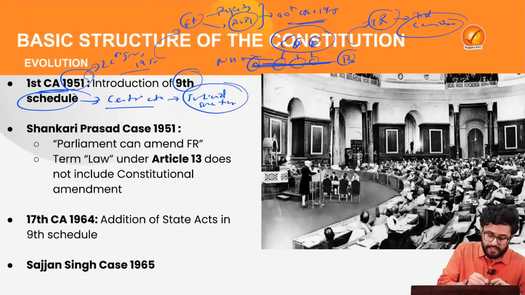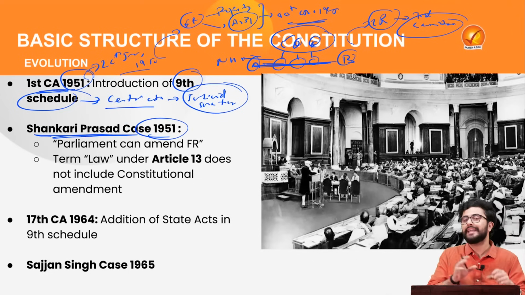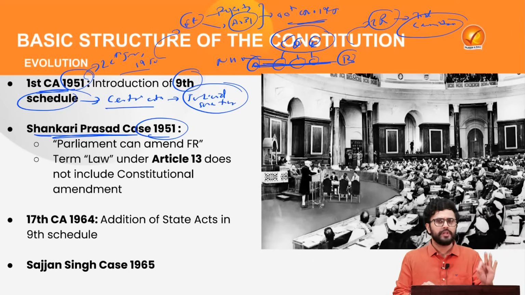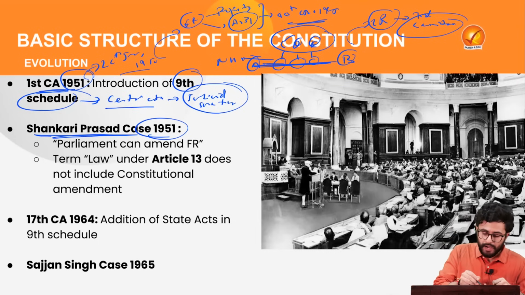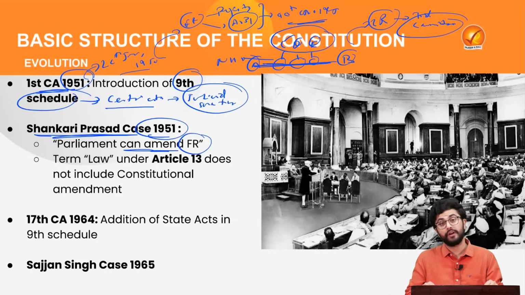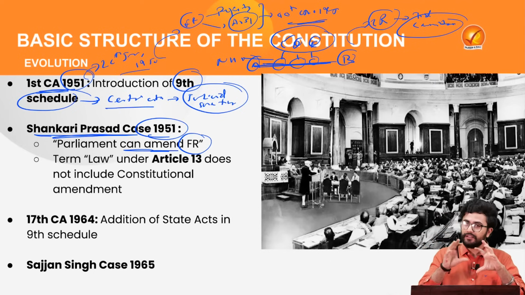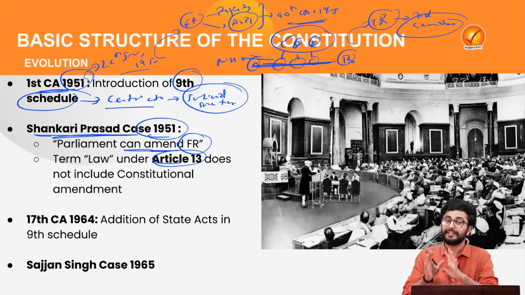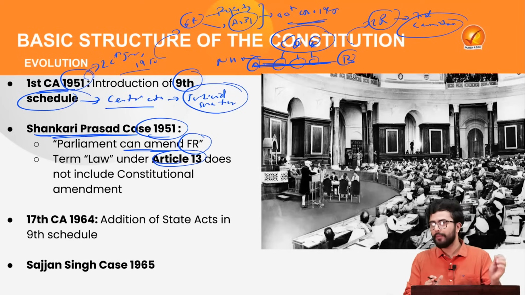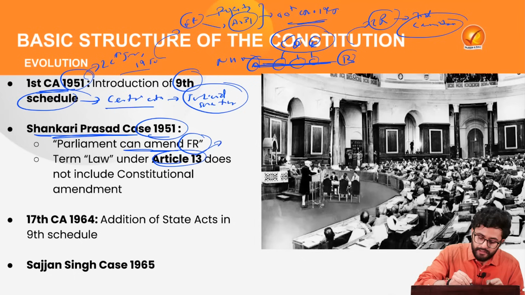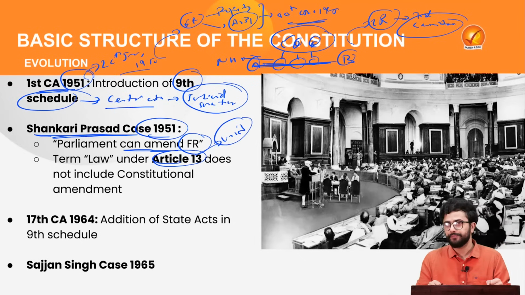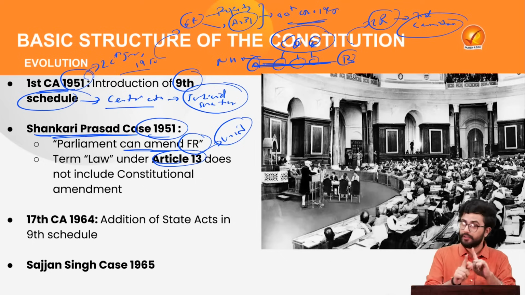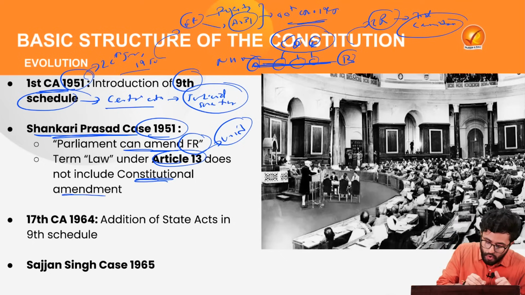This question was raised in the Shankari Prasad case of 1951, where the Supreme Court held that yes, indeed, Parliament can amend the fundamental rights. Also, it held that the term law under Article 13, which says that if any law made by the government is inconsistent with the fundamental rights, then that law shall be declared void, does not include constitutional amendments by the Parliament.